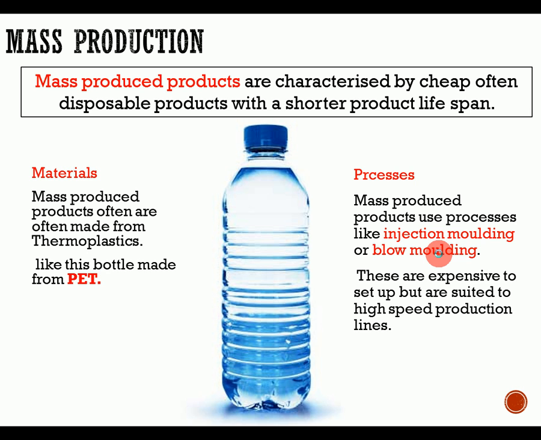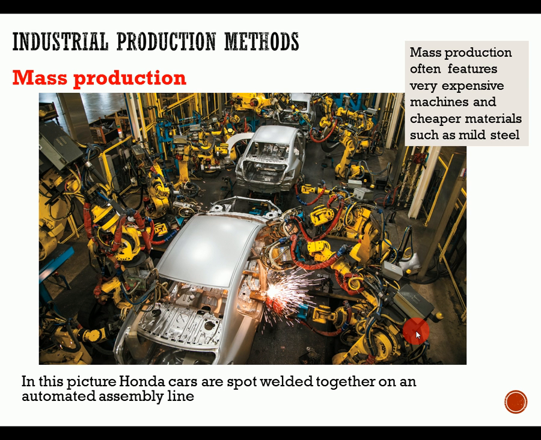So here we've got a typical mass-produced product, which is a plastic water bottle. The materials: mass-produced products are often made from thermoplastics. This bottle is made from PET and the top is injection molded. Mass-produced products use processes like injection molding or blow molding. So we've got a blow molded bottle and an injection molded top. These are expensive to set up but suited to high-speed production lines.